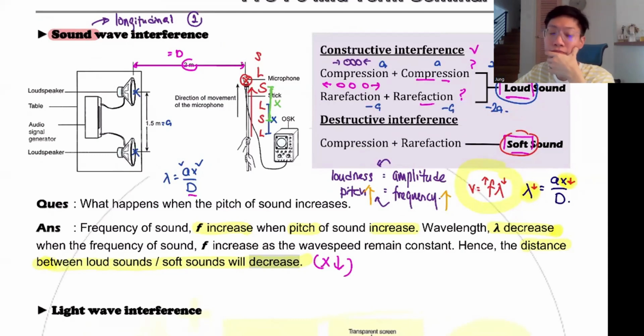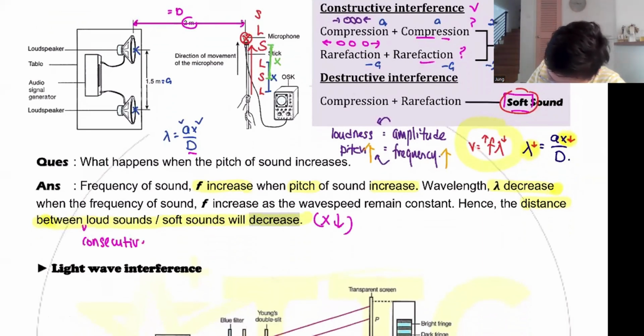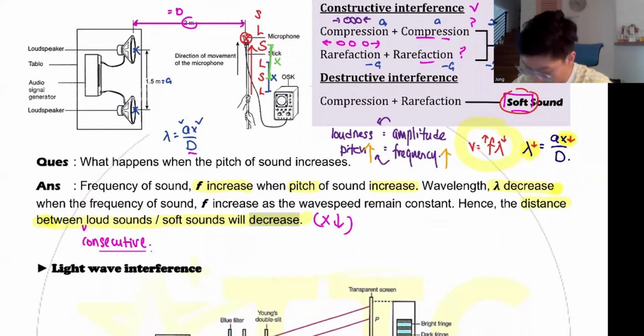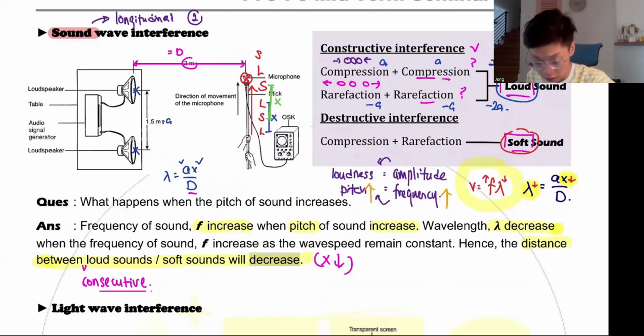Okay? Now, some teachers want a special word. They want to say the distance between consecutive loud and soft sounds will decrease. So the distance between the consecutive loud and soft sounds will decrease. This is a very important thing. If you can write better answers, because who knows, your teacher might be a very demanding teacher. All right, very good.